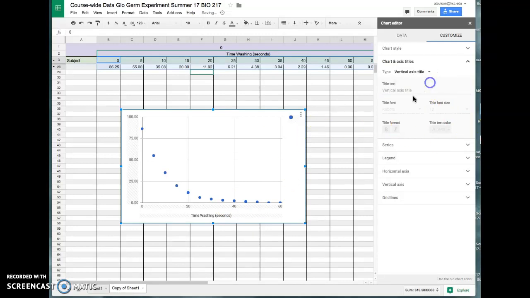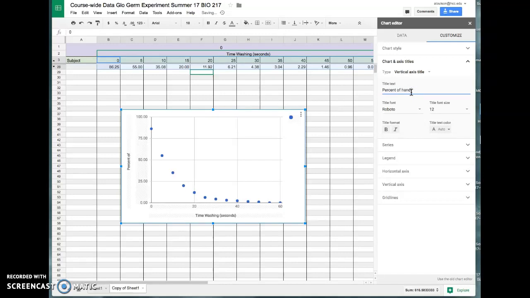Now I'm going to go over here to the vertical axis. And the vertical axis is going to be percent of hand surface covered by glowgerm. Okay, so my axes have nice titles. Then my chart title. And my chart title has to tell the story. And so what this graph is showing is the amount of glowgerm that's left on the hands at 5 second intervals of washing.